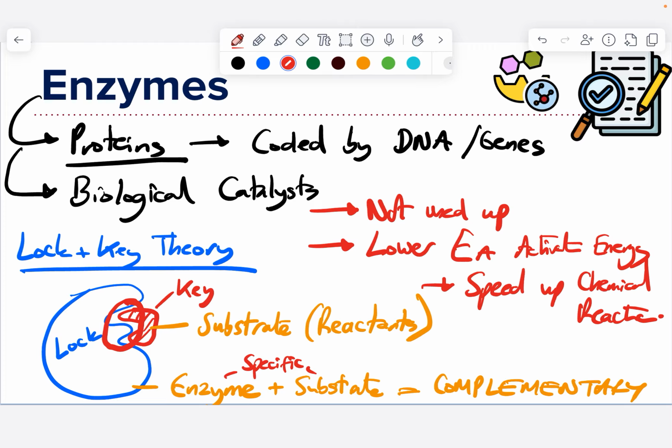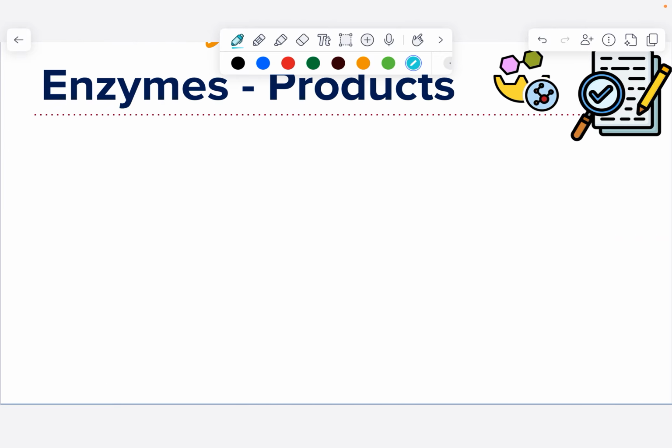How they are specific is all due to this part of the enzyme here. So this bit is called the enzyme's active site. And it has a particular 3D shape, which is complementary to a particular substrate. So an enzyme will only fit a particular substrate, linked to a lock and a key. A key will only fit in a particular lock, and a substrate will only fit in a particular, complementary enzyme.